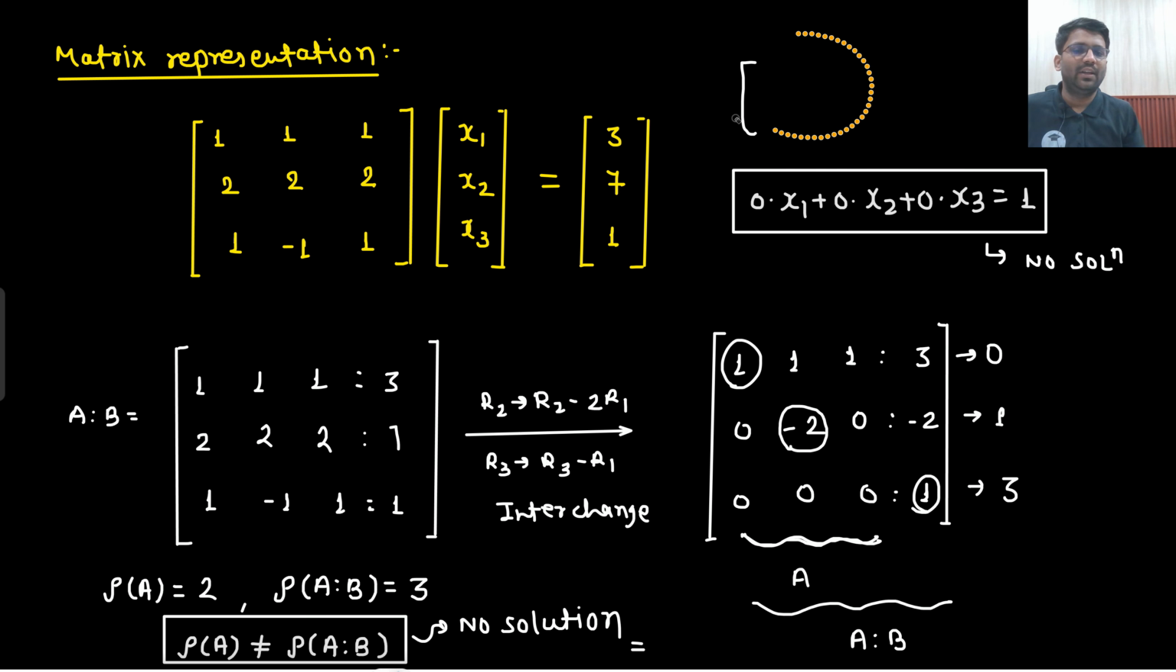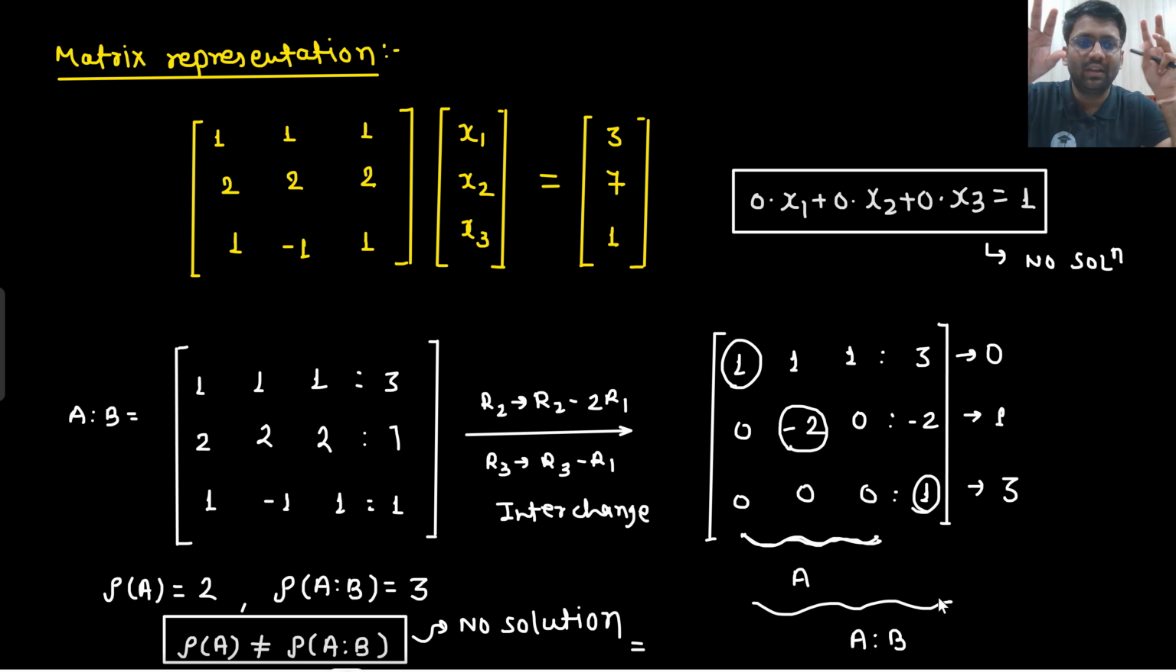So from the last line only I can conclude that. What does that mean? Here we are having a 0 row, 0, 0, 0, but in A augmented B we are having a non-zero row, while in matrix A we are having a 0 row. That means the rank of A is not matching with the rank of A augmented B. What does that mean? It cannot have any solution. No solution will exist. Is that clear to you or not?